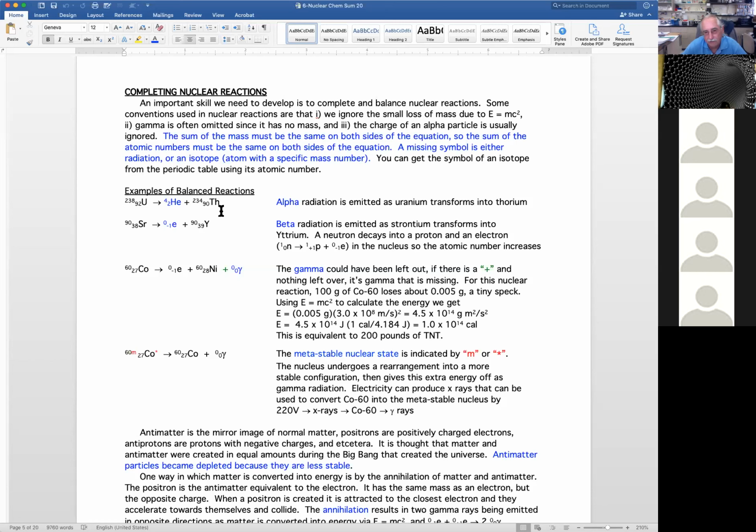So now that I've completed this, I can see what's going on here. Here's uranium-238. That's how we call the isotope, right? It's giving off alpha radiation because this is the alpha particle. And what's left is thorium. So uranium-238 has transformed into thorium-234. So this is a nuclear reaction because it changed the nucleus.